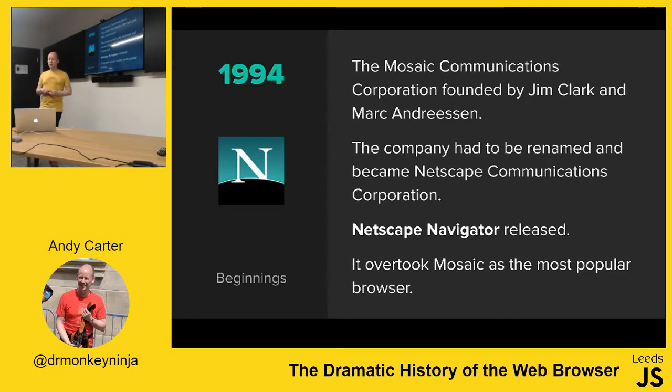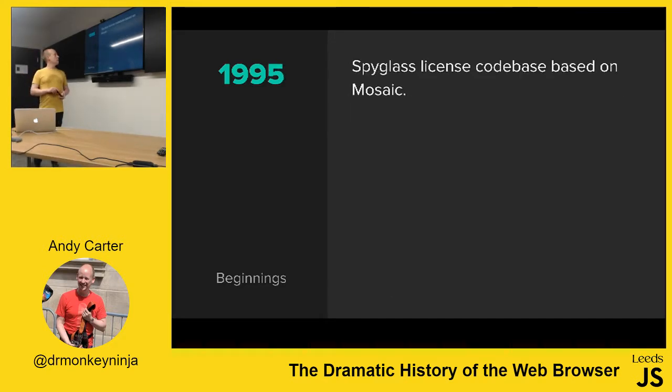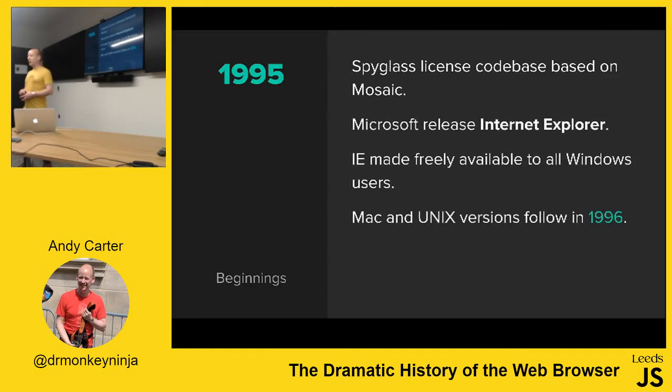Now, at the same time that Mark and Jim were developing Netscape Navigator, Spyglass Inc., who were an offshoot of the NCSA at the University of Illinois, were trying to also commercialize Mosaic, and so they were licensing the code base of their version of the Mosaic browser. Now, a number of different companies bought into this and signed up for licenses, but probably the most important and most well known will be Microsoft, who in 1995 released Internet Explorer, which was based on the Mosaic codebase that they had licensed from Spyglass.